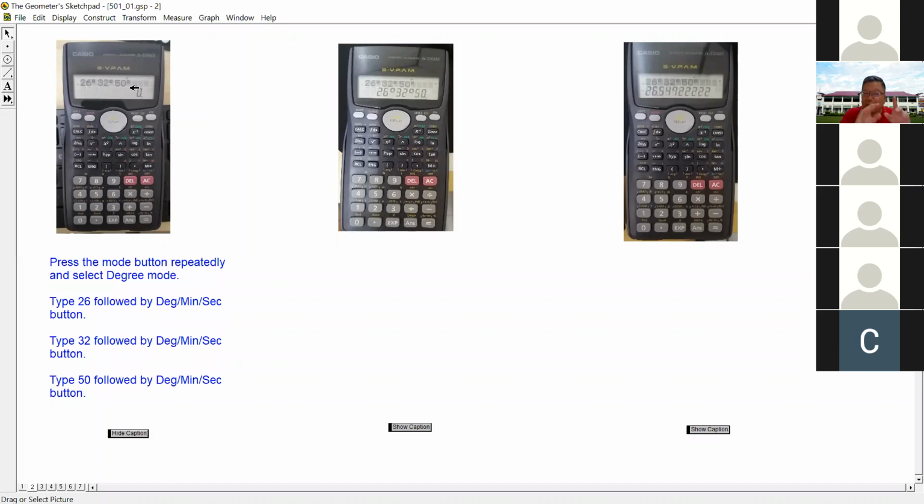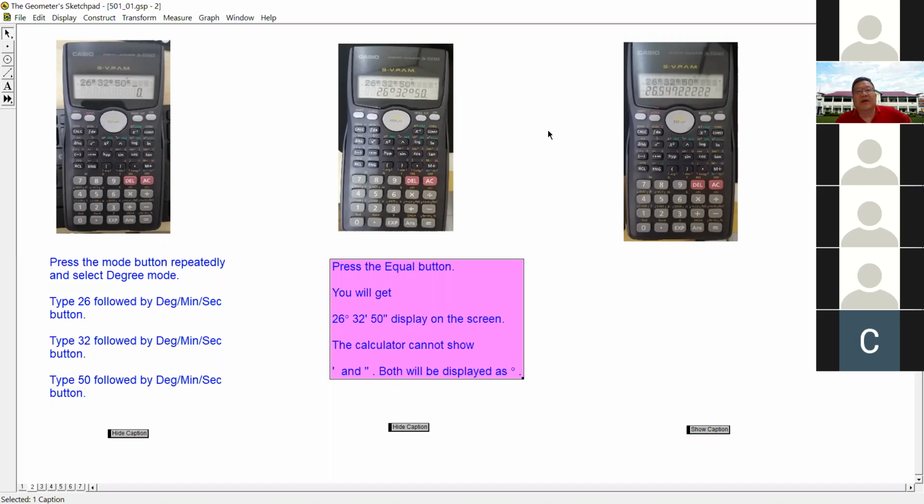Now, this is just your typing. The calculator hasn't received what you typed in yet. So you put the equal sign there. Now, once you put the equal sign there, you can see this. It's already recorded in the calculator that 26, 32, 50. In the display, there's one top line, then the second line. So this is the actual one, right? So this is what you have keyed into your calculator, right? So how to get this? You press the equal button.